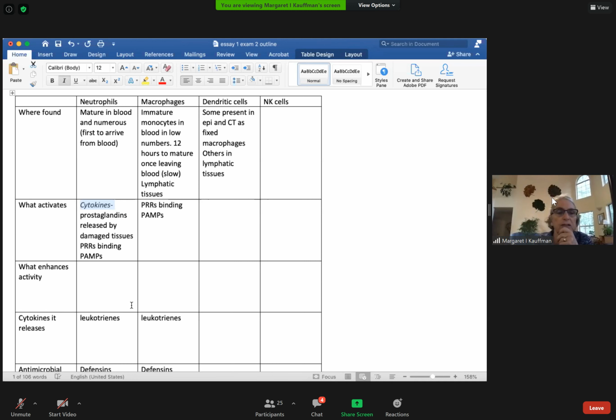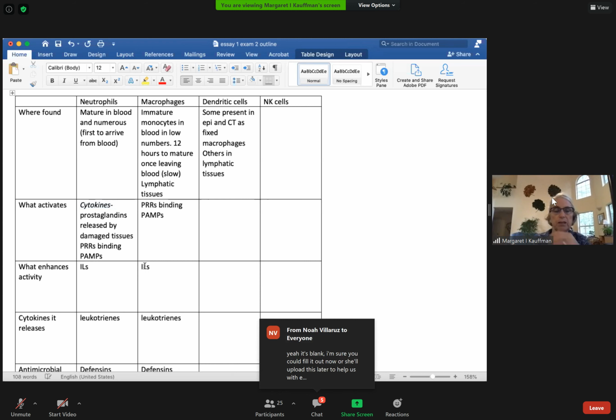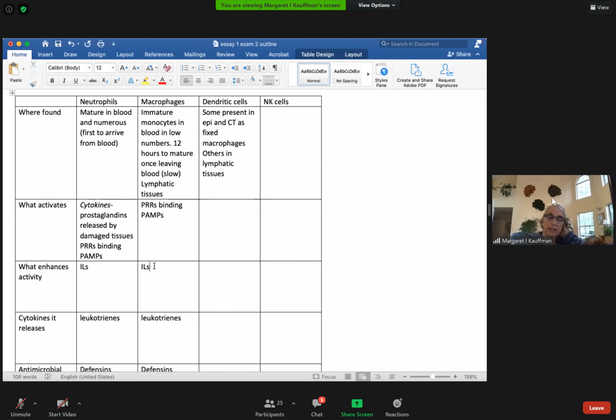All right, so we didn't discuss much about what enhances the activity in any specific way, but I did mention last time that your adaptive immune response does enhance it. So I'm going to add interleukins, and this is the way interleukins are abbreviated both in the book and in how I'll do it. And we're not going to give specific interleukins. So this is one place I'm making it a little bit easier.